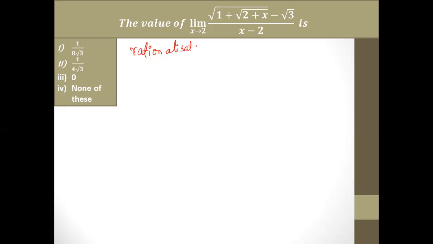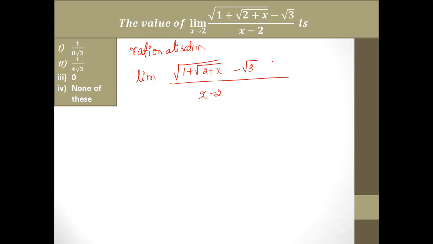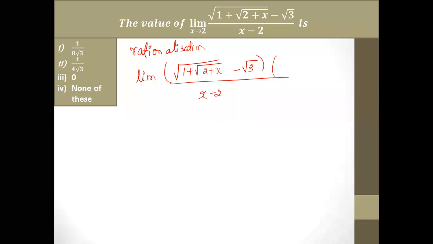Rationalization, what you have to do here, whatever term you have, multiply and divide by the opposite of that. So that is limit of square root of 1 plus root 2 plus x minus root 3 divided by x minus 2. This is the question. I have to multiply and divide by the rational factor of this.